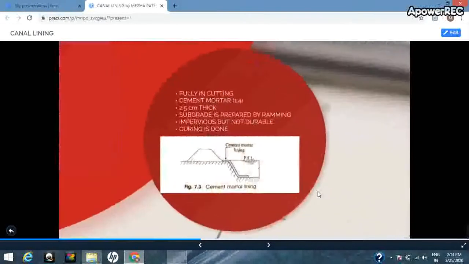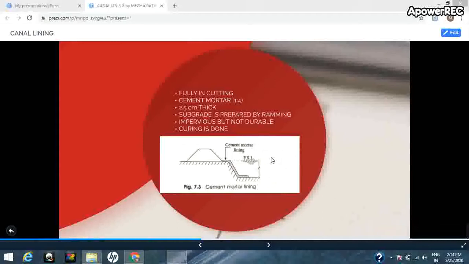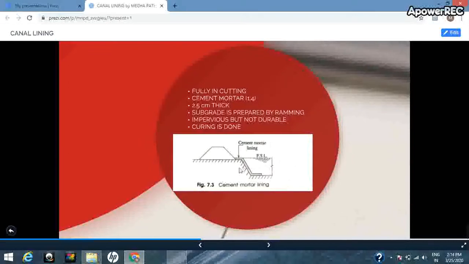Next we have cement mortar lining. The first two types of lining were used in full banking. This type of lining is used in full cutting. This type of lining is usually 2.5 centimeter thick. When I say subgrade, I mean the surface of the canal at which we need to provide the lining. As in the roads, the cement mortar lining would be 2.5 centimeter thick, and the cement mortar which we would be using is of ratio 1:4, meaning 1 part of cement and 4 parts of sand.